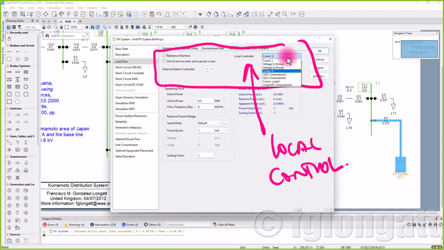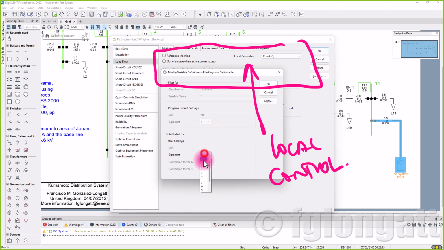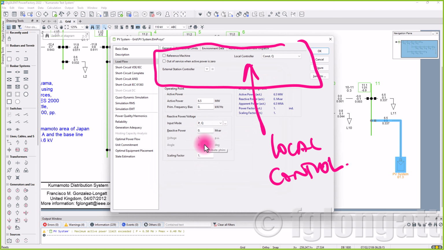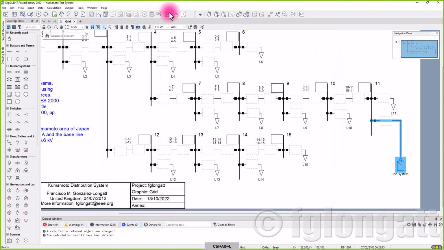When you say constant Q, that means the converter is providing P and the Q is defined by the value that you define. For instance, in this case, the Q is defined at 0 MVAr. You can see over there. If you want to produce more reactive power, you can do it. Let's put here 1 MVAr. You will see that probably the voltage will go up, okay? We are operating at constant Q. You can define here the reactive power dispatch. Let's do that and run the load flow.